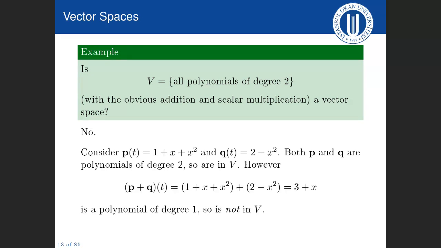But if we add them together, then we get the polynomial 3. That's a polynomial of degree 0. But V is the set of all polynomials of degree exactly equal to 2. So P plus Q is not in V. That means this set V is not closed under addition. It fails the first axiom, so this is not a vector space.